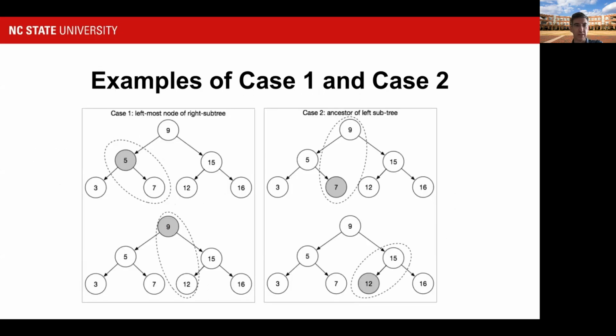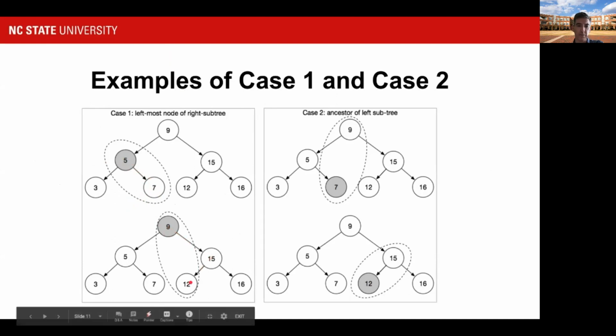Let's take a look at these cases, case 1 and case 2. So 5 has a right subtree, and that means 7 is the successor of 5. In this case, 7 is the leftmost node of the subtree of 5 because it has no left children, and that makes 7 the leftmost thing here. Another example would be 9. 9 has a right subtree, and 12 is the leftmost node under 9. So 12 is the successor of 9.